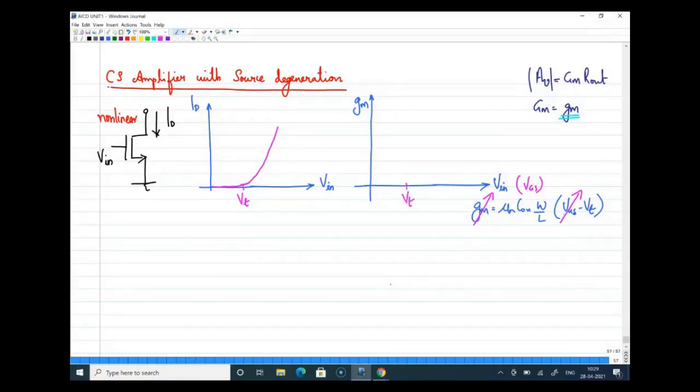Till VT there is nothing, no current as such. But after VT we can define gm, the transconductance of the circuit, and that is linear as per the relationship: gm is equal to mu Cox W by L into (VGS minus VT). Assuming mu, Cox and W by L are not varying, the only variable is VGS, and if you change VGS, that variation will be reflected directly onto gm if the transistor is in the saturation region. I hope you agree with all these things. Are you guys with me? Can I get a response?